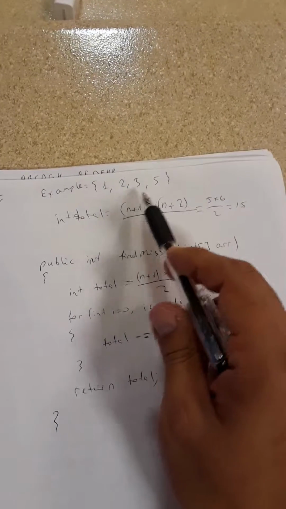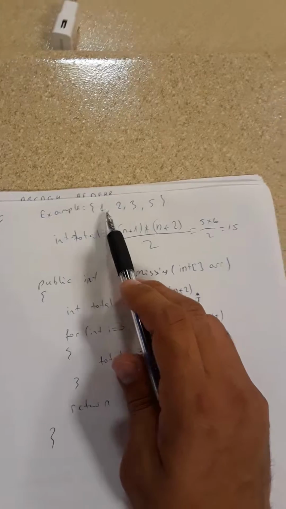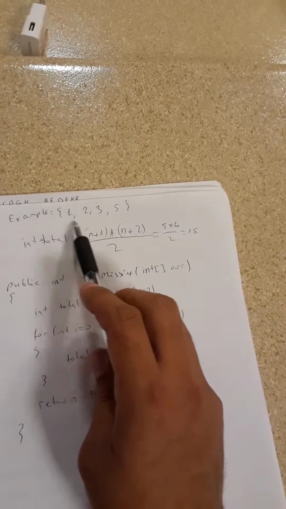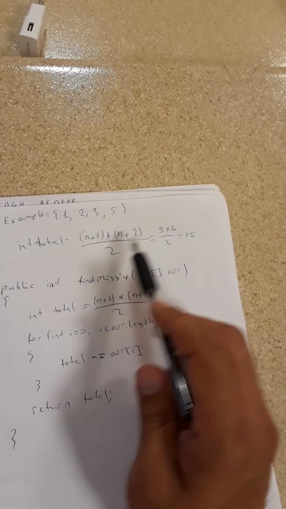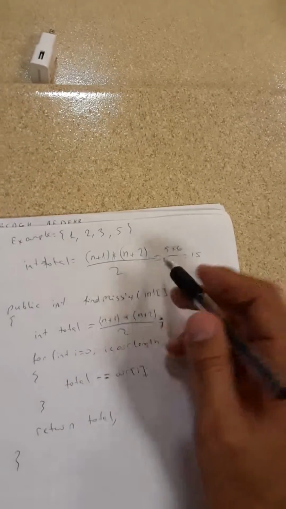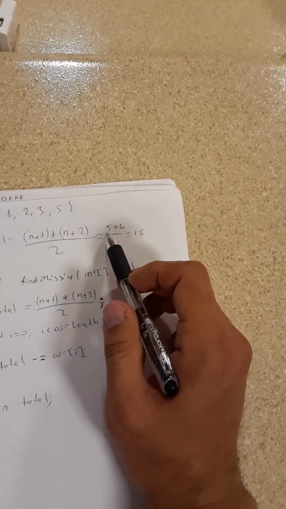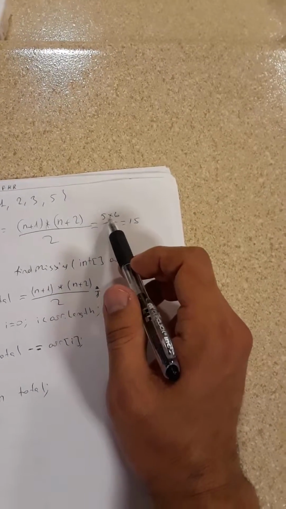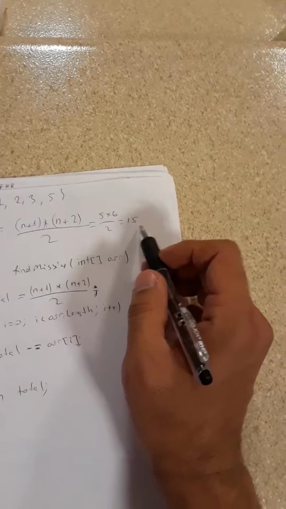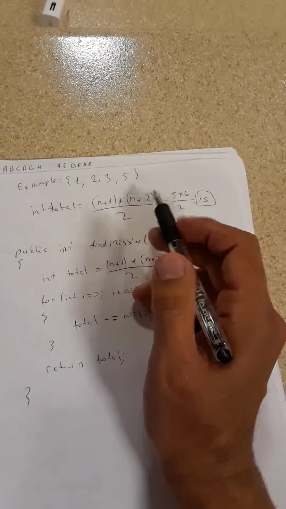So we have this array. The first element always starts from 1, and the number of elements is 4. That's why we're incrementing it by 1 and by 2, multiplying them with each other, and after that dividing by 2. We are multiplying 5 by 6 and dividing it by 2, and it gives us 15. So this is the sum that should be if there were no missing number.